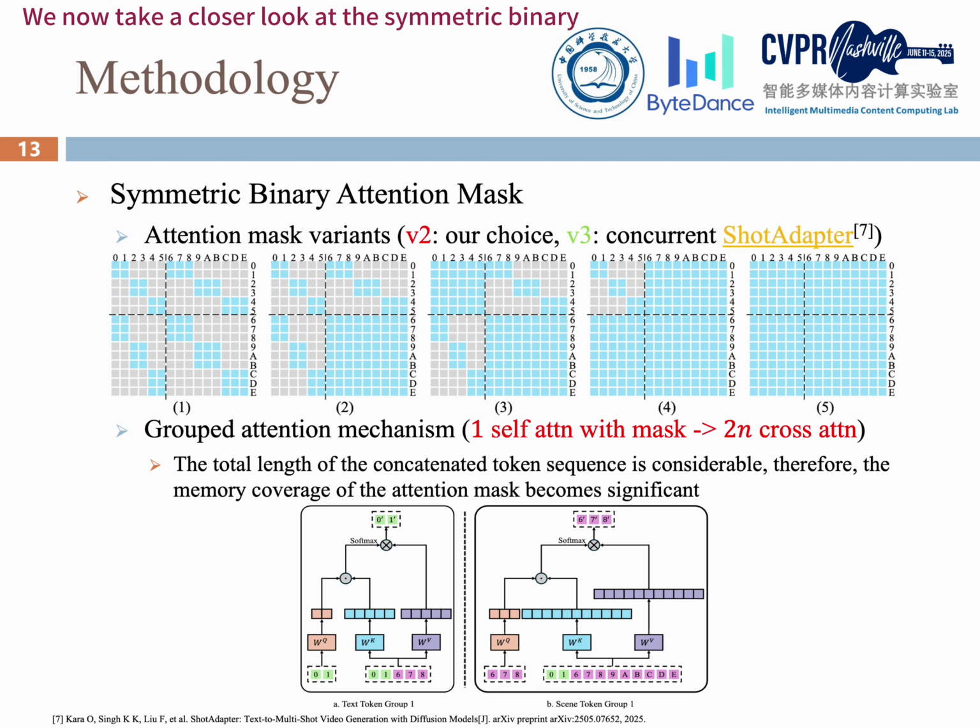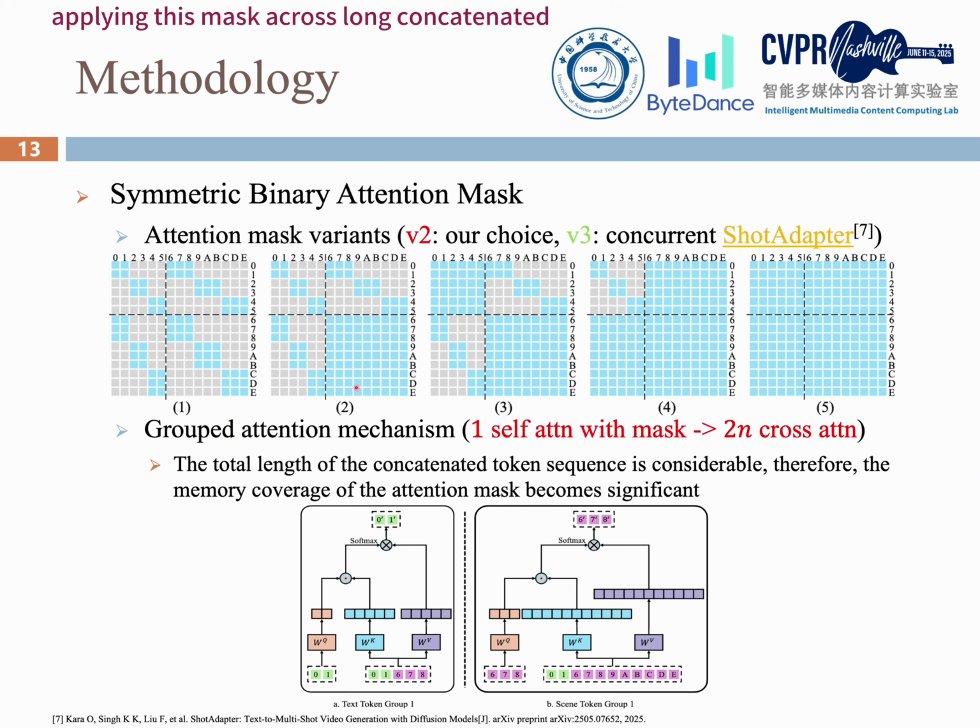We now take a closer look at the symmetric binary attention mask. As shown at the top, we explored several attention mask variants. V1 is a simple per-scene diagonal mask. V2, which we ultimately adopt, enables full visual token communication across scenes while keeping intra-scene alignment with text. V3, similar to ShotAdapter, extends the attention mask to allow inter-scene textual token interaction. Among these, V2 offers the best balance between inter-scene coherence and scene-level controllability.